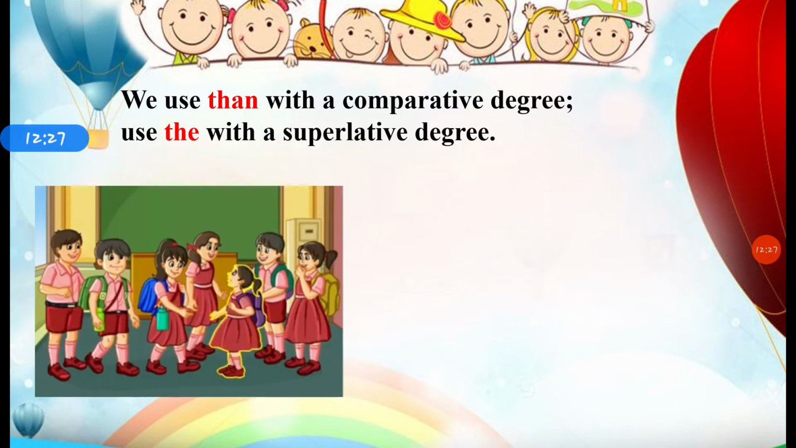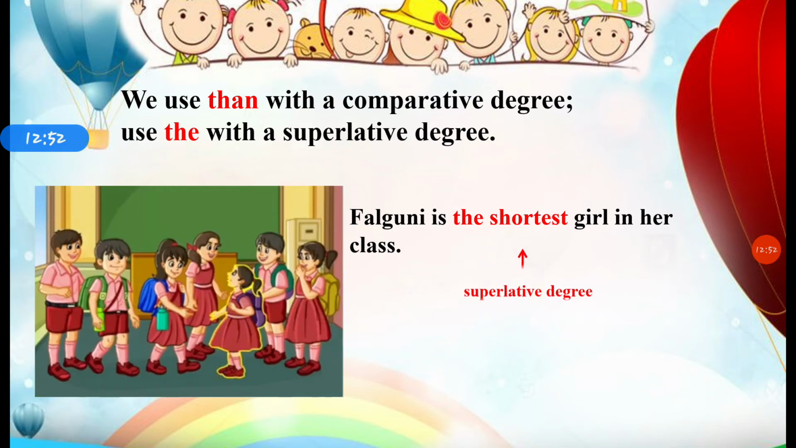See, we use the with the superlative degree, because we are comparing more than two here. See, Falguni is the shortest girl in her class. We are comparing more than two people here. So we use the with the superlative degree. Shortest is the superlative degree.